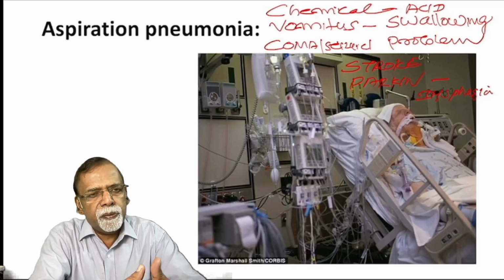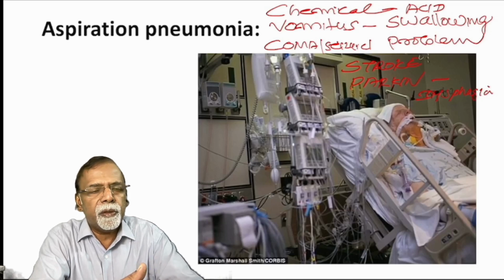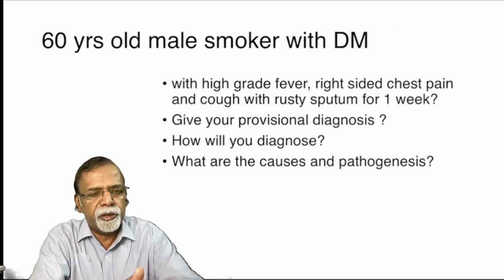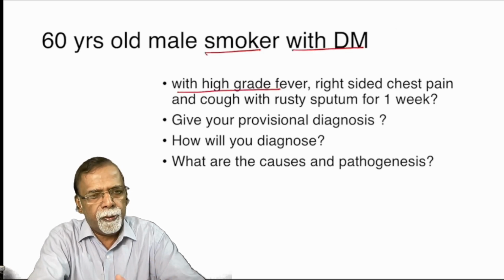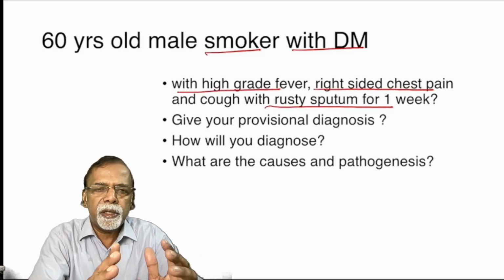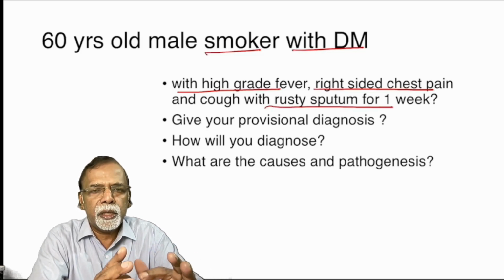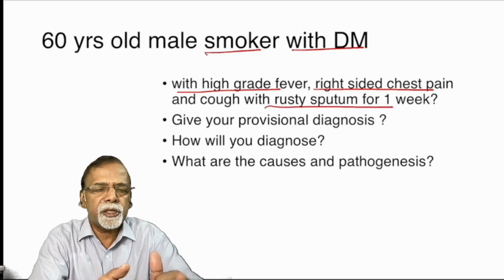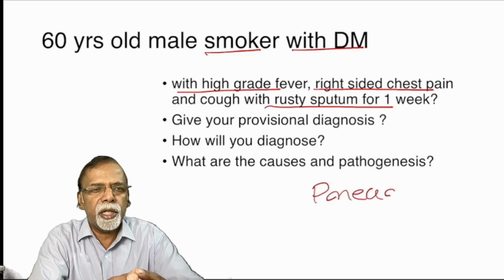Now look at this patient. This is a 60-year-old male who is a smoker with diabetes mellitus, coming with a high-grade fever, right-sided chest pain, cough with rusty sputum for 1 week. What is your provisional diagnosis? So typically you can see that this patient has features of pneumonia, that is fever, right-sided pleuritic type of chest pain and rusty sputum. So the patient has an inflammation of the lung or inflammation of the alveoli.